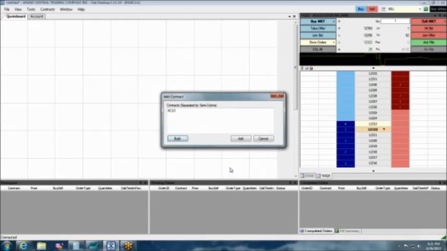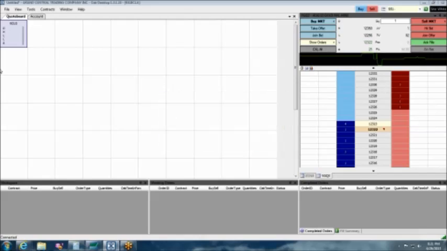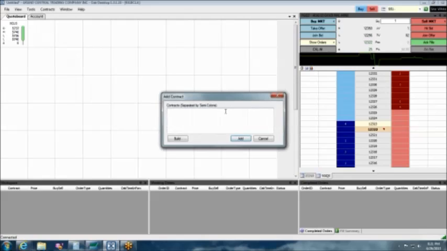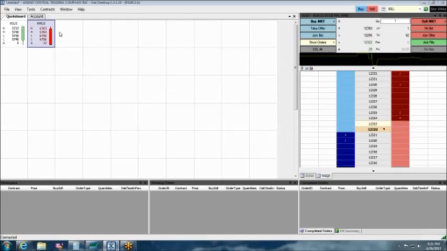So XCU3: XC is the symbol for mini corn, U is for September, and 3 is for 2013. I'm going to click right in there. So that's my mini corn contract. Now the symbols are going to be similar for wheat as well. So it's going to be XW U3. That's my mini wheat contract for September.